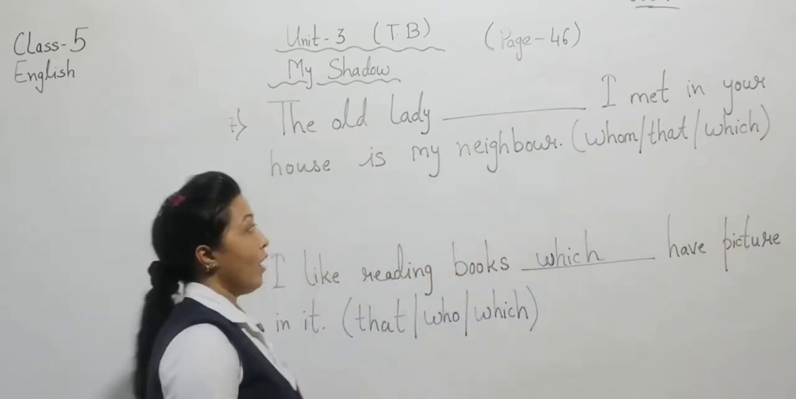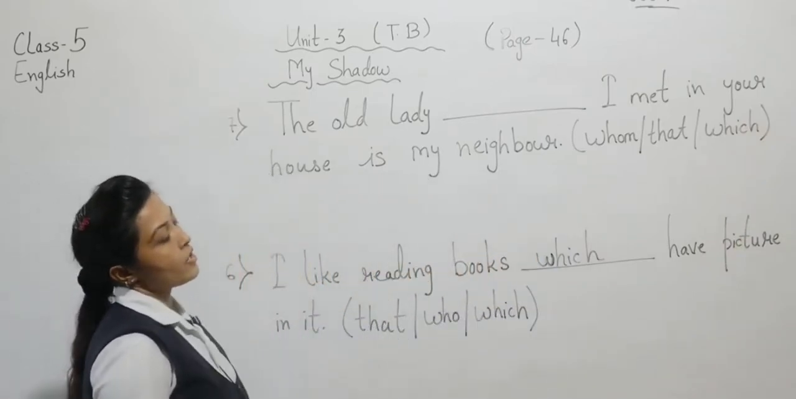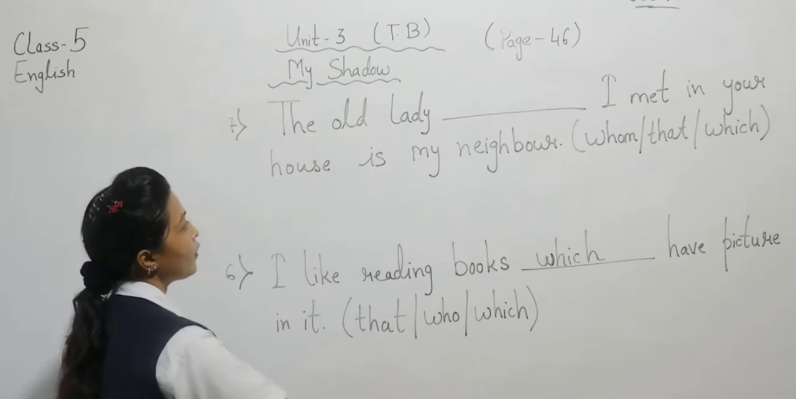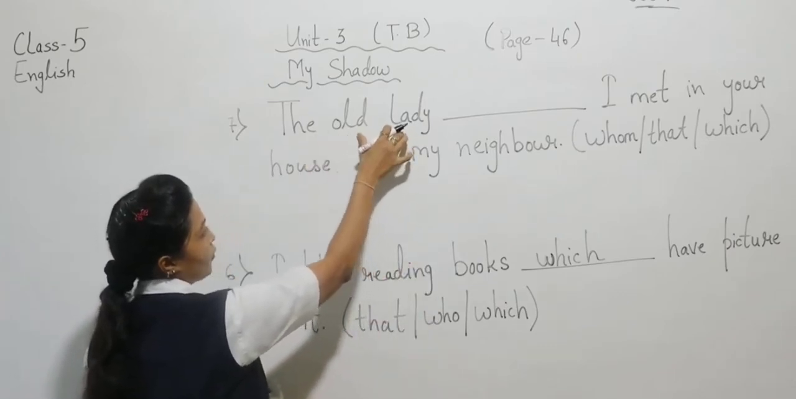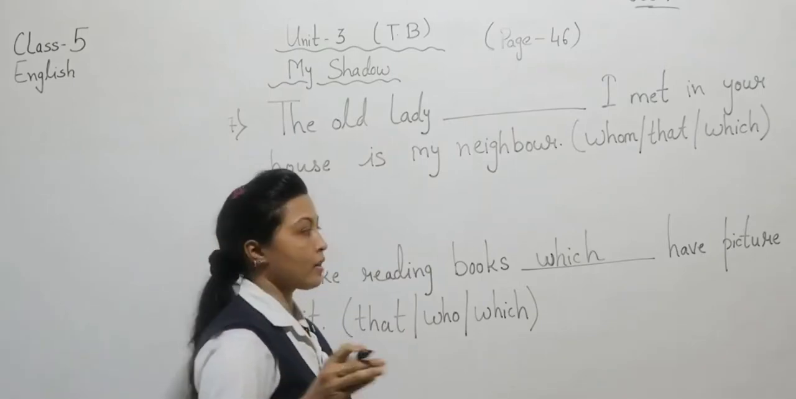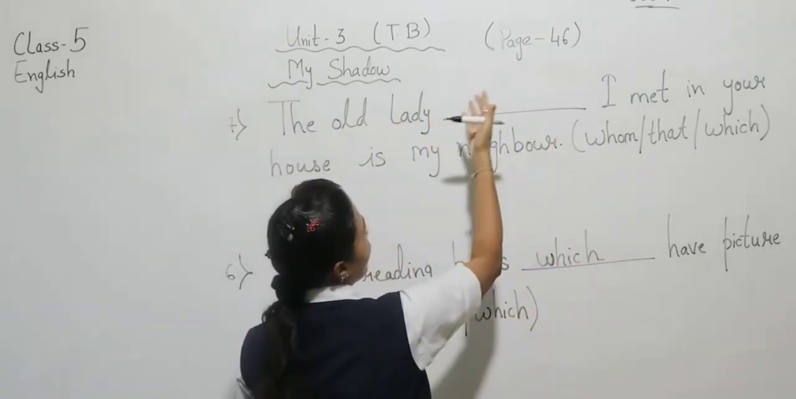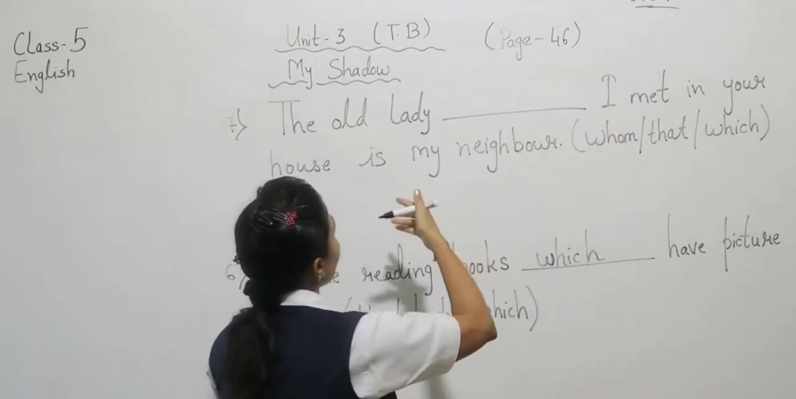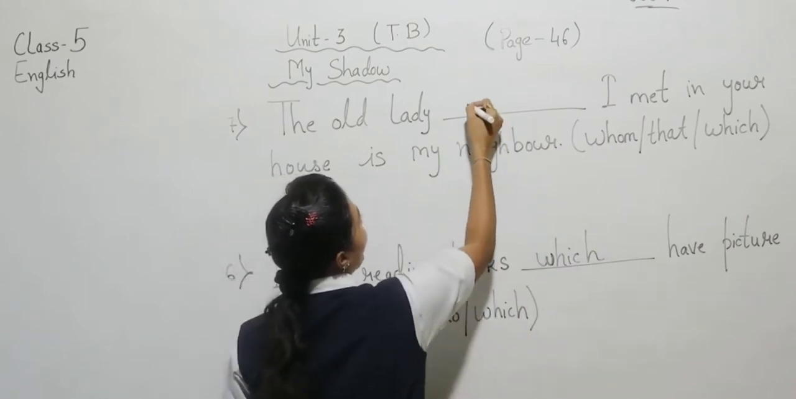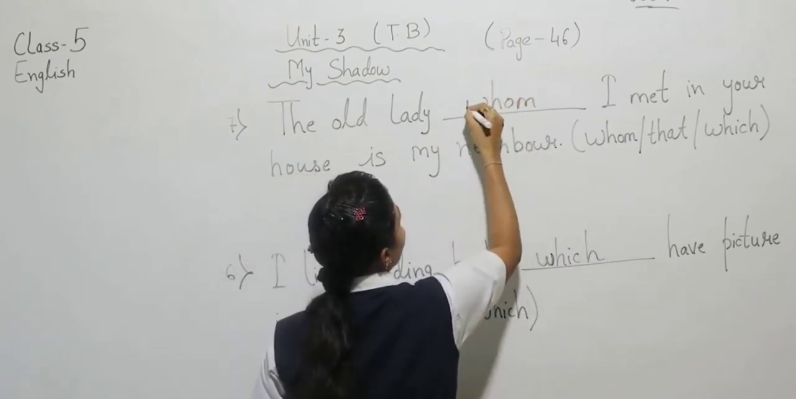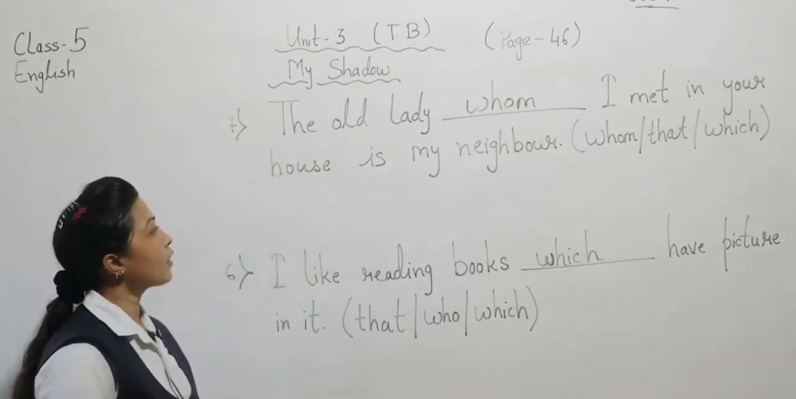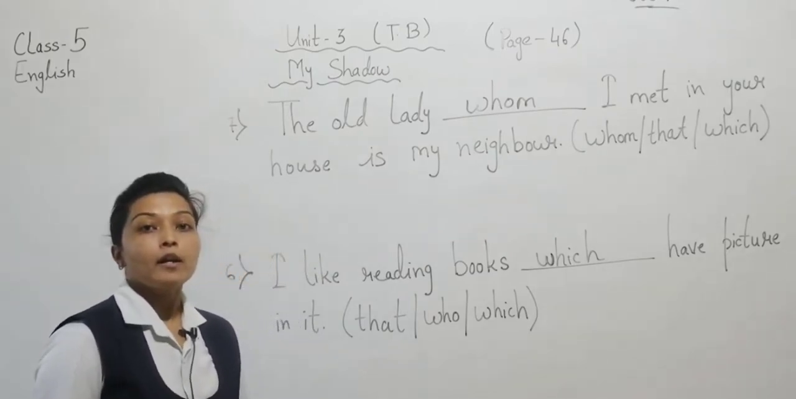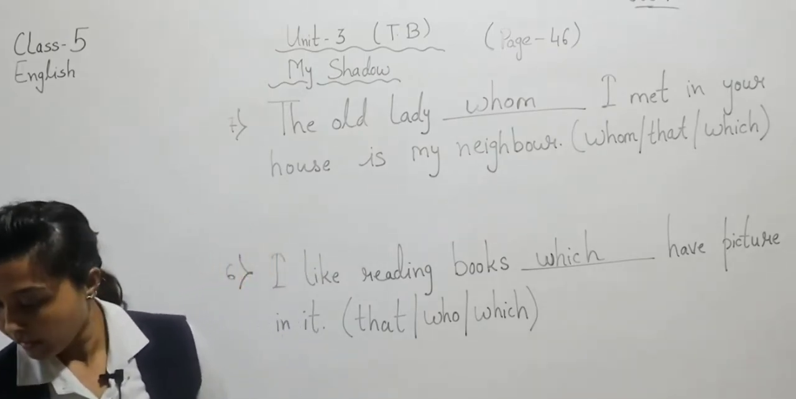So now, the old lady that I met in your house is my neighbor. So here we are talking about the old lady. For indicating that person, what do we use? That, the old lady that I met? No, the old lady whom I met in your house is my neighbor. Now, next one.